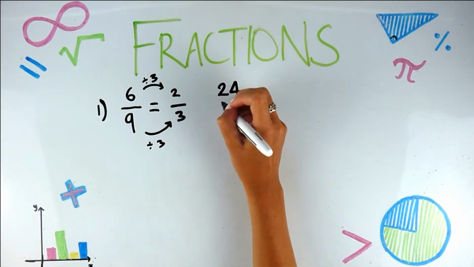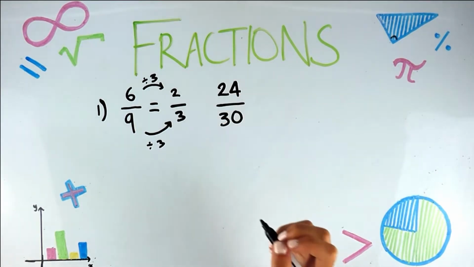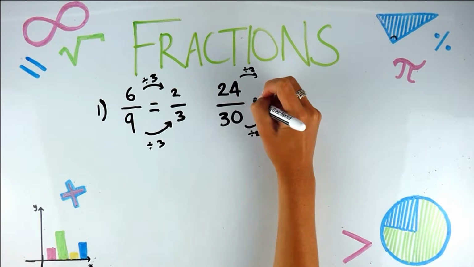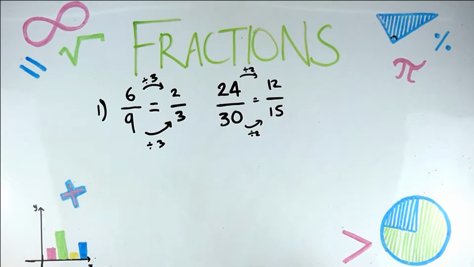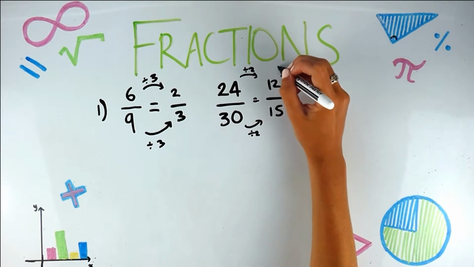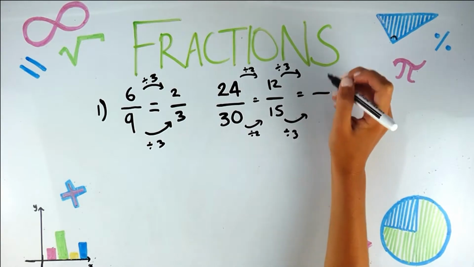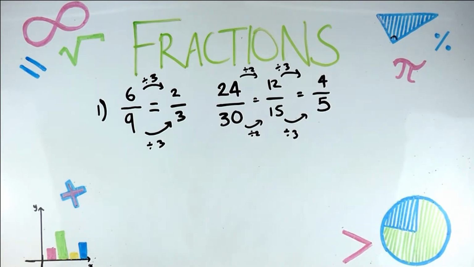24 over 30. Okay, so I noticed that both of these can be divided by 2. So 24 divided by 2. Okay, and I don't stop there because we can keep going, and these are both divisible by 3. So we have 12 divided by 3, which is 4, and 15 divided by 3, which is 5. And here we go, that's our final answer. So that's simplifying, often asked to do it at the end of questions and stuff like that.